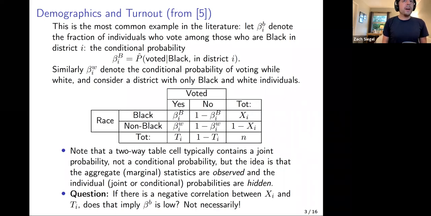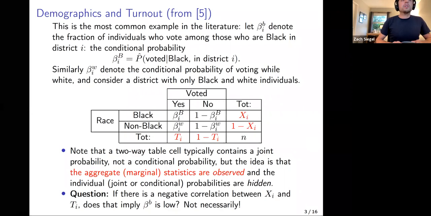So you may have two sets of aggregated data, voter turnout in a region and demographic information in a region from the census, and you might want to estimate the probability of voting given someone's demographics. So this is a two-way table. If you click next slide, I think it'll animate a little bit. You only have access to those marginal quantities in red, and you want to estimate the quantities in the middle. So this is the classic example.